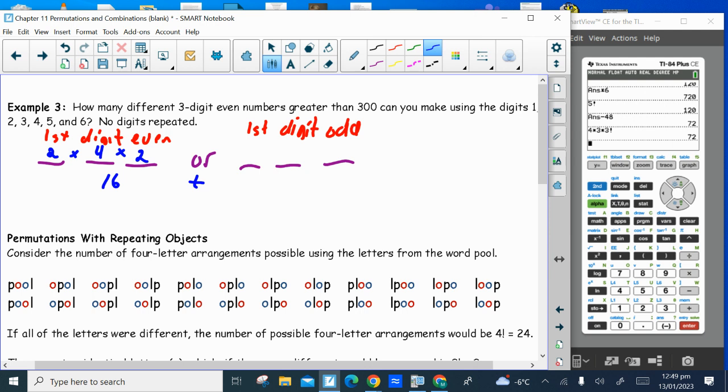So what if the first digit is odd? That means it can either be a 3 or a 5. 2 choices. But for the last digit, we haven't used an even digit, so now there are 3 choices for the last digit. It can either be our 2, 4, or 6. Once again, we'd have 4 choices left for the middle one. 2 times 4 is 8, times 3 is 24. We add those together and we get 40 as our answer.